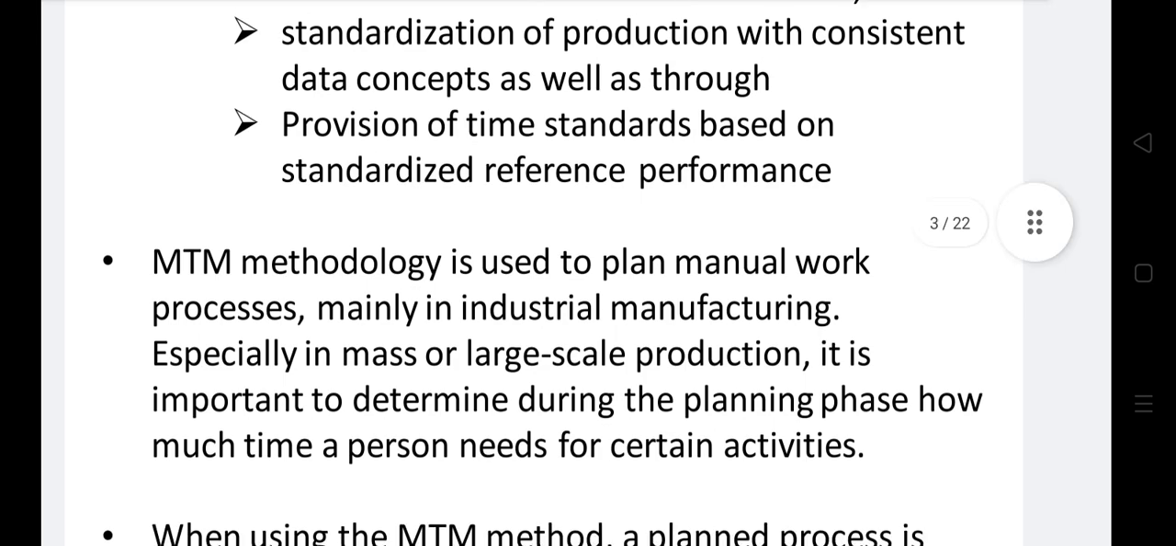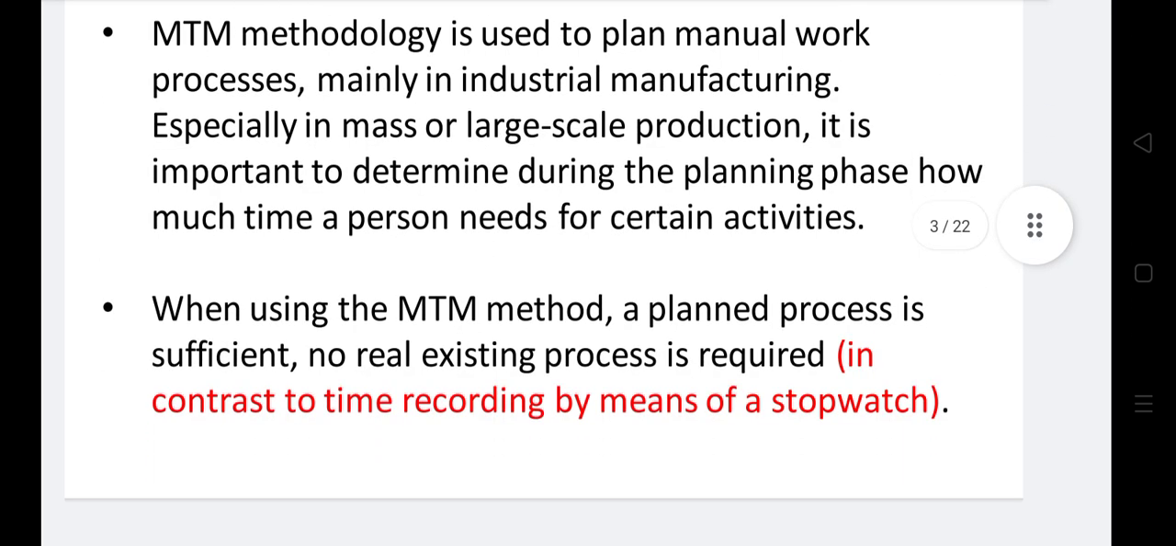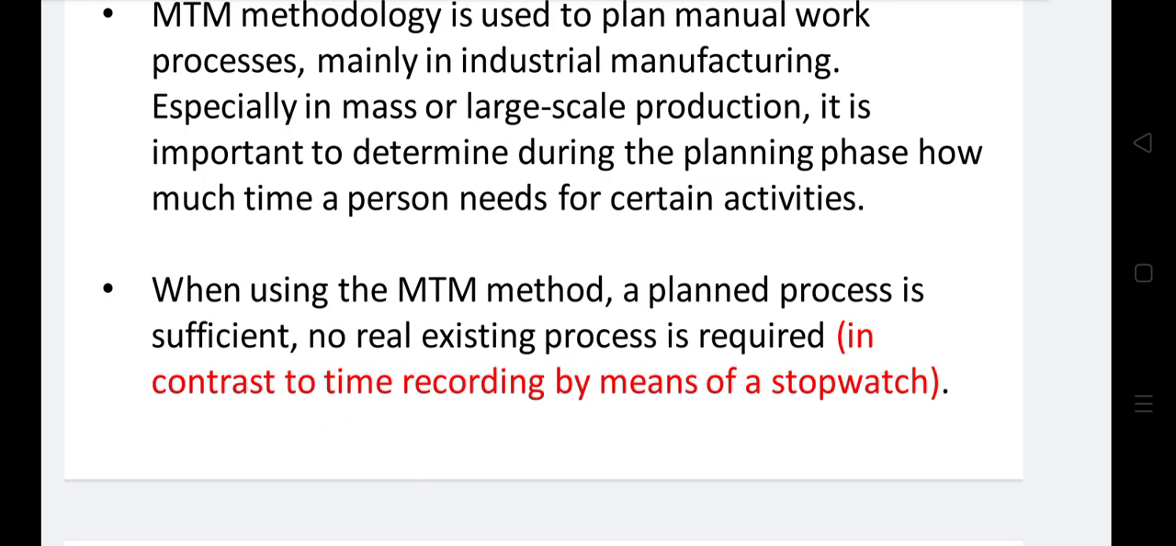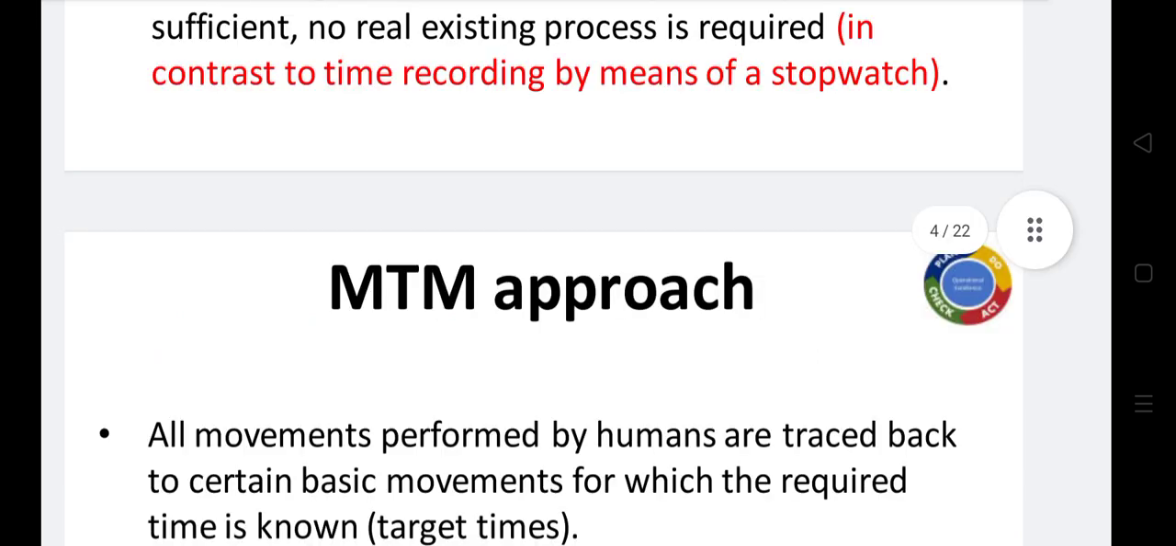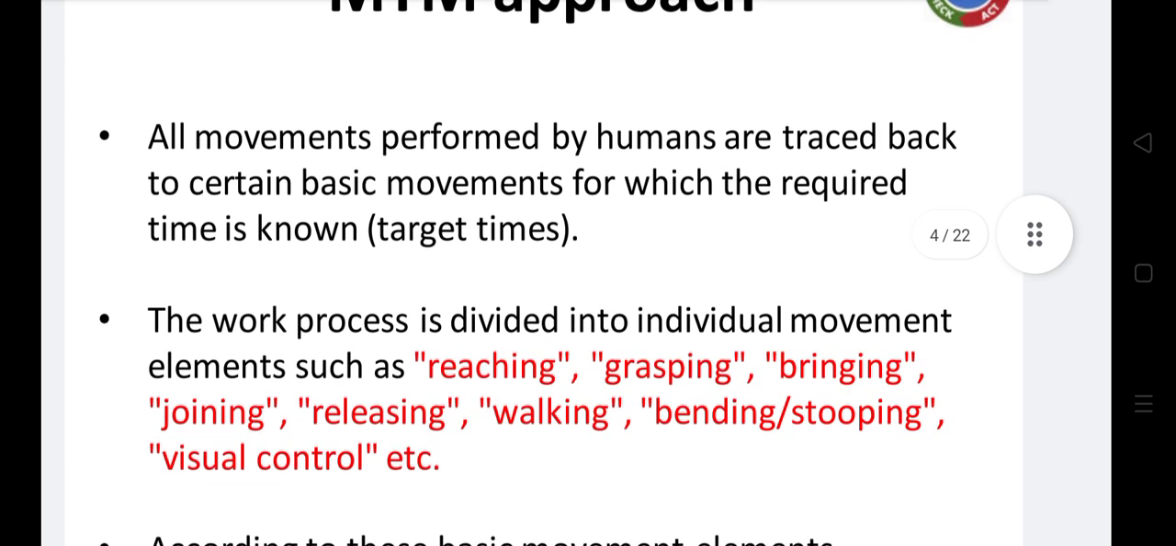It is important to determine during the planning phase how much time a person needs for certain activities. When using the MTM method, no real existing process is required. In contrast to time recording by means of a stopwatch, in the MTM approach all movements performed by humans are traced back to certain basic movements for which the required time is known.